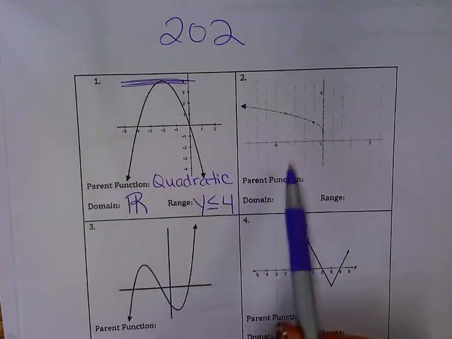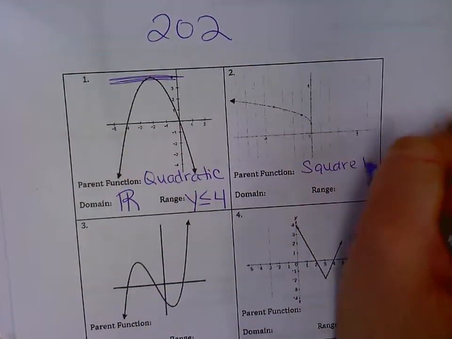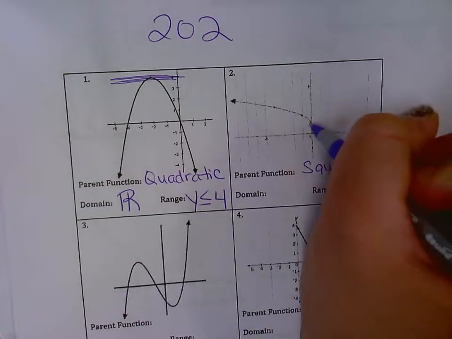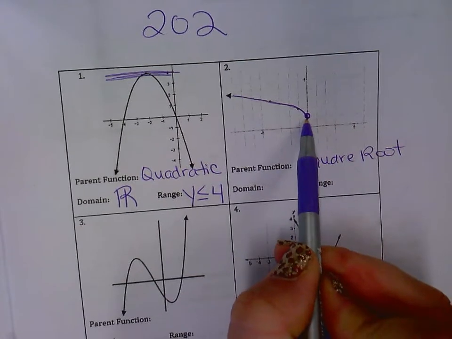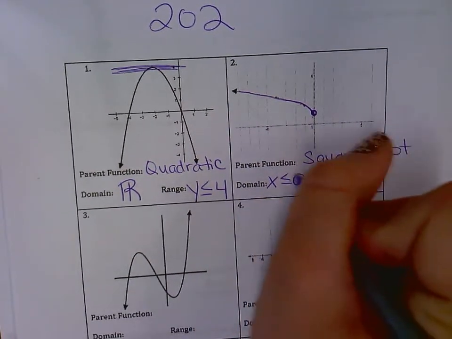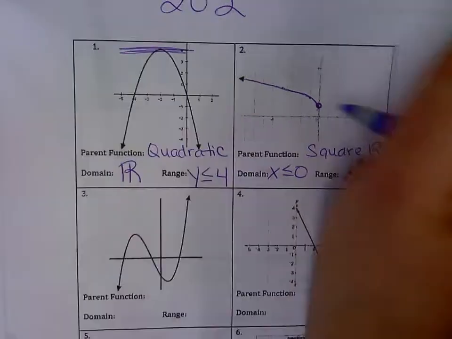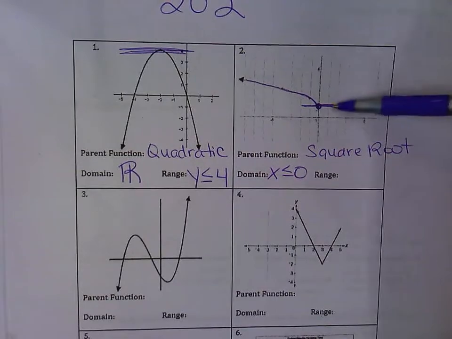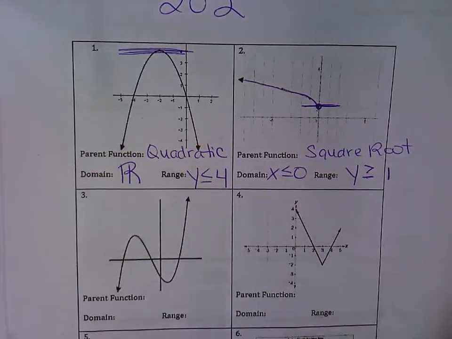Number 2, this parent function is the square root. It's just been flipped this way. And if you can see, that point is going to help us find our domain and our range. Our domain x values are all negative. So x has to be less than or equal to 0. And our y values look like they start at 1 and then they go upwards. So y has to be greater than or equal to 1.